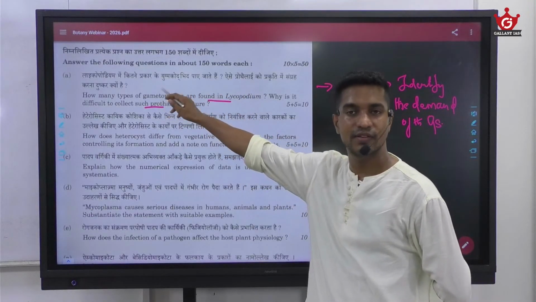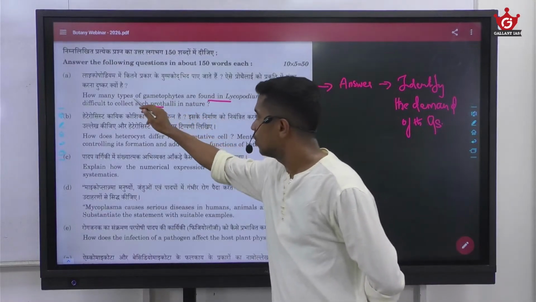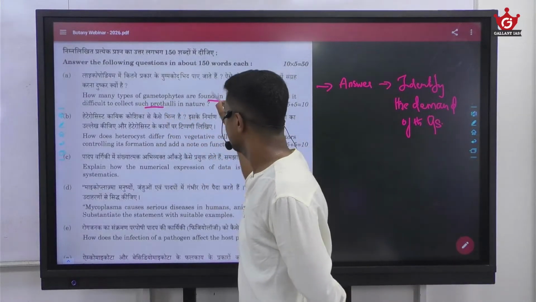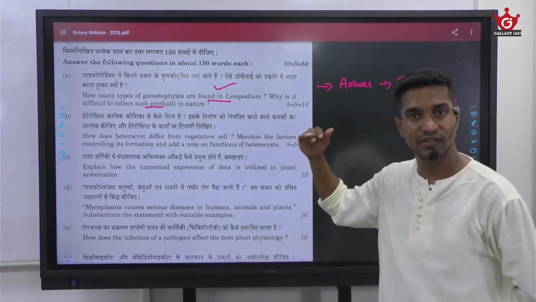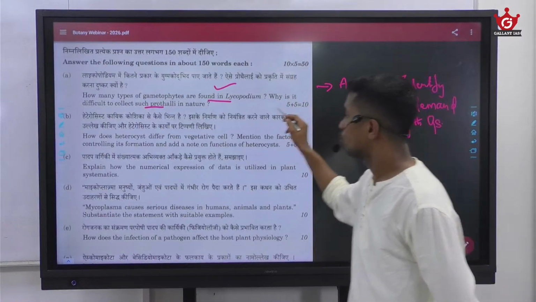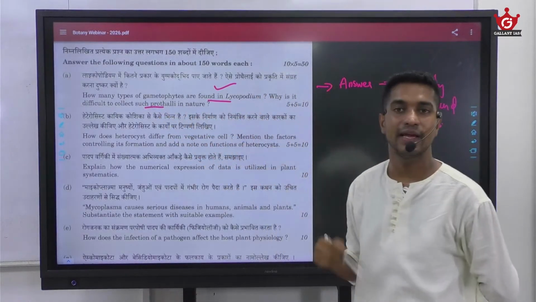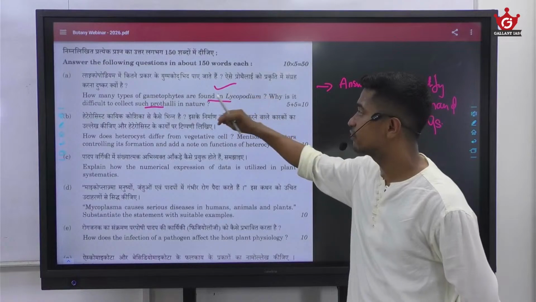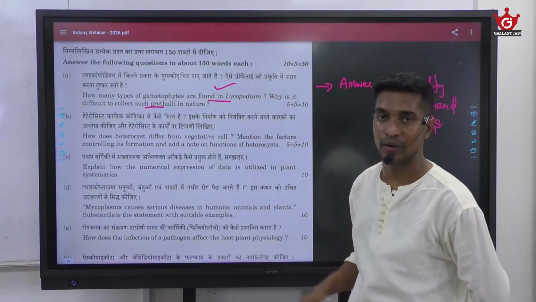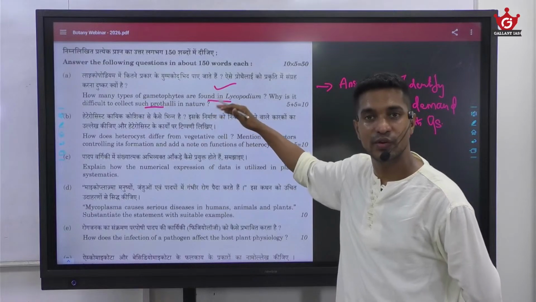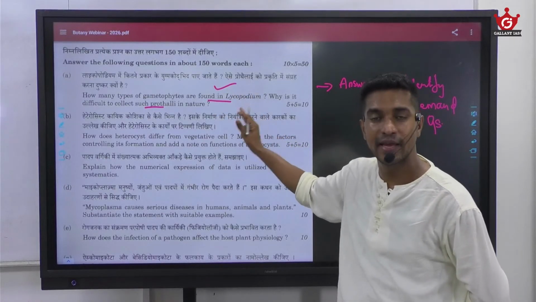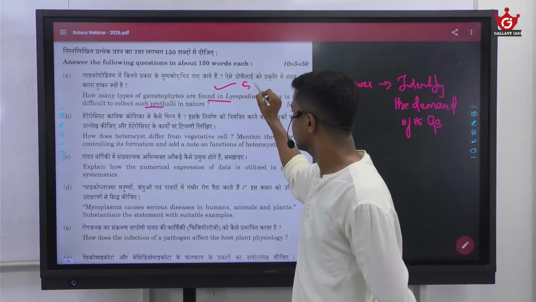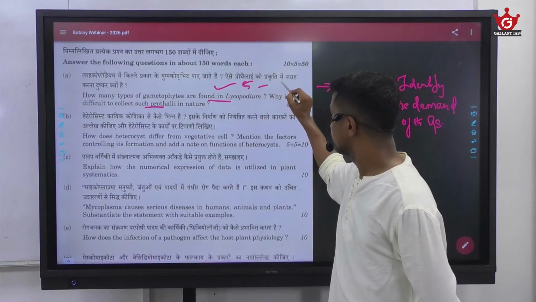Okay, so if we take this as an example: how many types of gametophytes are found in Lycopodium? That is the first part, right? The second part asks what is the difficulty to collect such prothalli of Lycopodium in nature. So this is a 10 mark question having 2 parts. To score well in this question, you have to address both parts, right? If you address only one part, you will get only out of 5.